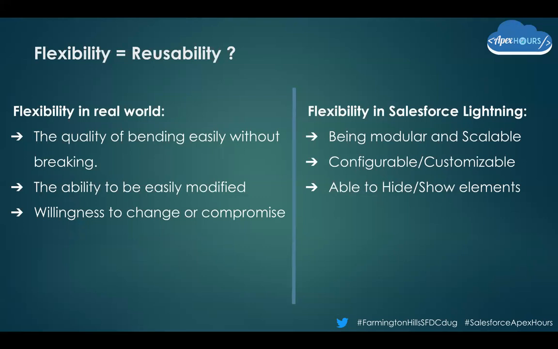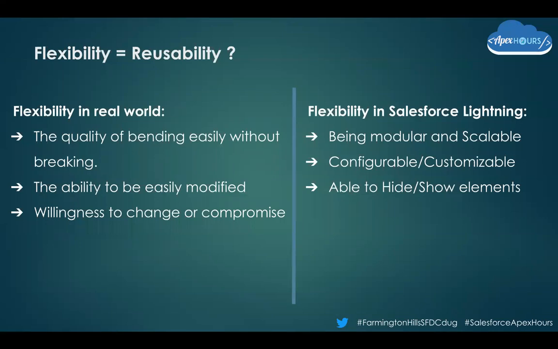It should be changeable into any form or state. So that is what we call flexibility in the real world, right? So if you apply the whole set of attributes to Lightning components, then that should be the perfect flexible Lightning component, which means you should be able to change the shape and the feature of the Lightning component into anything without modifying your code, which means it is customizable and configurable.